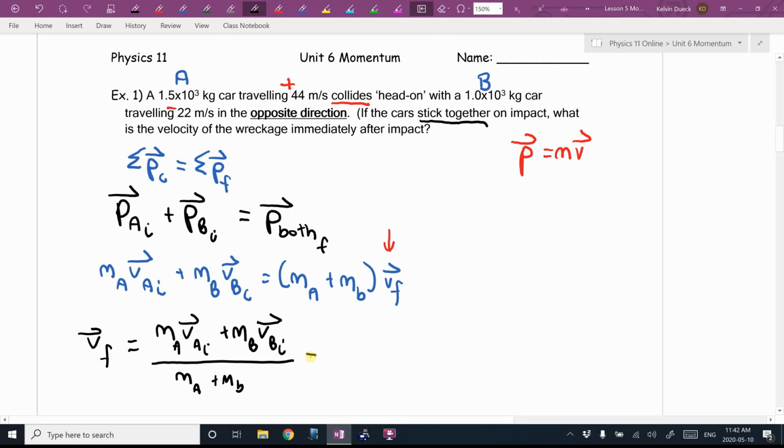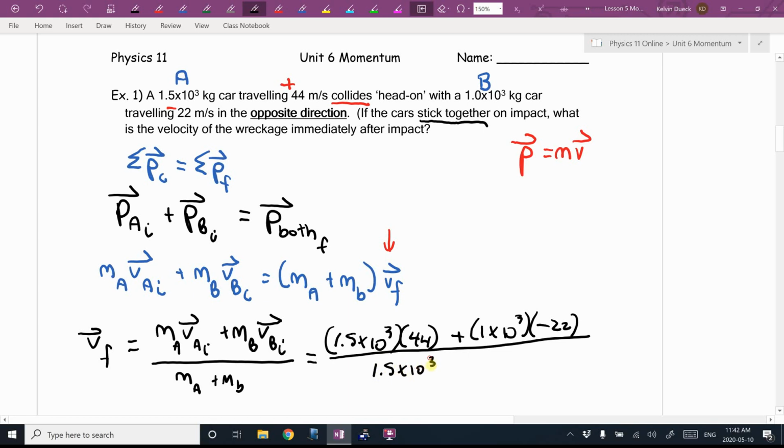Now it's plug and chug. Mass A, 1.5 times 10 to the 3. Mass B, velocity A initial, positive 44. Plus, by the way, conservation of momentum is added, plus impulse, which is final minus initial. That's where the minus sign is. Just be careful and don't put a plus where you mean a minus. Don't put a minus where you mean a plus. Mass B, 1 times 10 to the 3, negative 22, all over 1.5 times 10 to the 3 plus 1 times 10 to the 3.